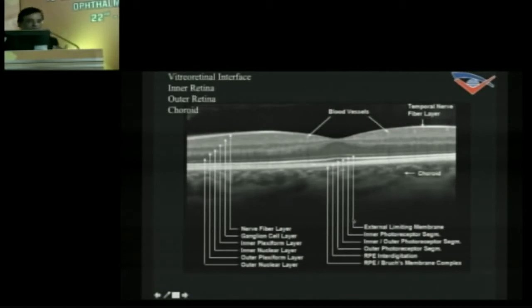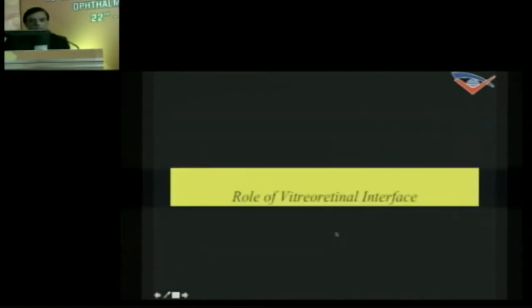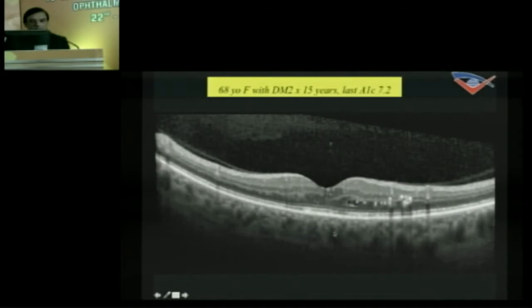And then once you have got all that in place, you need to know what these layers are, because you need to know them clearly. These 6 layers on top and 6 behind, and you need to identify all of them together. Now, what is the role of the vitreoretinal interface?